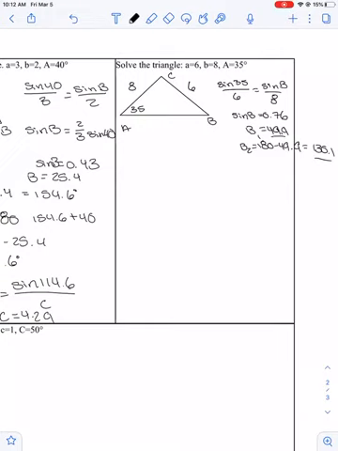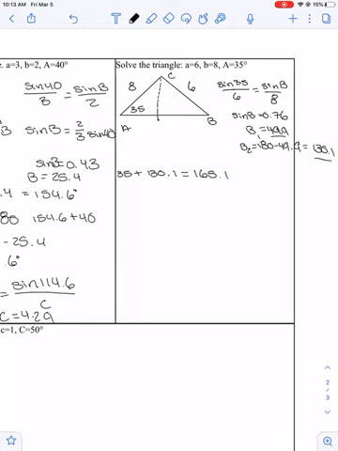Now we check. Can there be two solutions? So A plus B has to be less than 180. So 35 plus 130.1 equals 165.1. So that means, yes, we can have two triangles there. So now knowing that we can have these two triangles, we're going to solve for both. And so what this ends up looking like is like this.